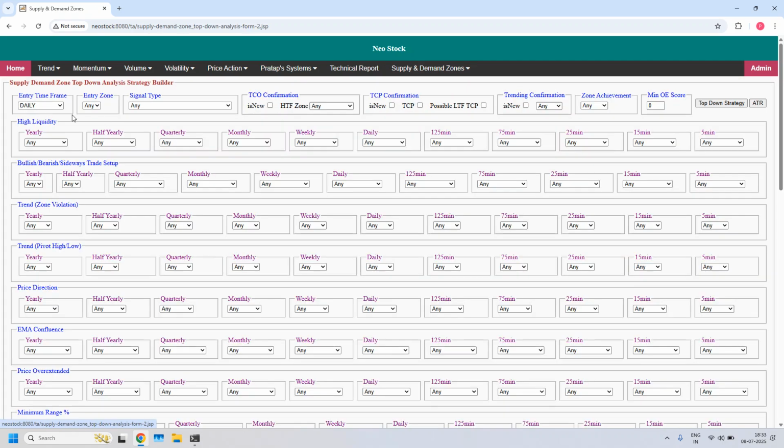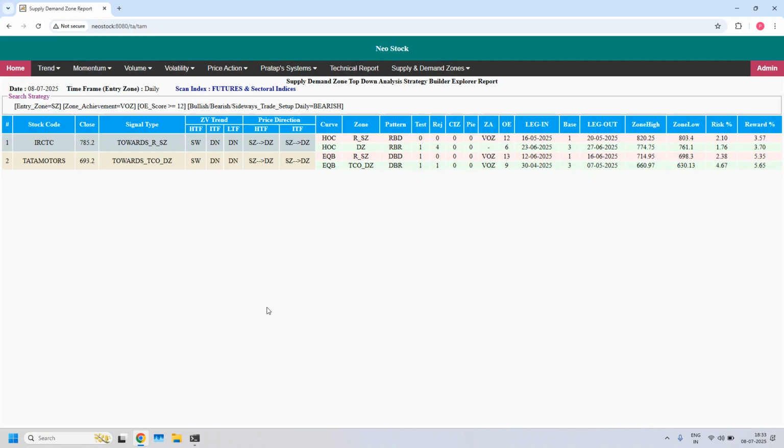Next, bearish trade setup for monthly income trade. Entry time frame daily, entry zone supply zone. Here at daily I am selecting bearish, zone achievement VOZ, minimum odd and enhanced score 12. We got 2 stocks. So these 2 daily supply zones are supporting monthly income trade, bearish trade setup, entry time frame, daily supply zones.